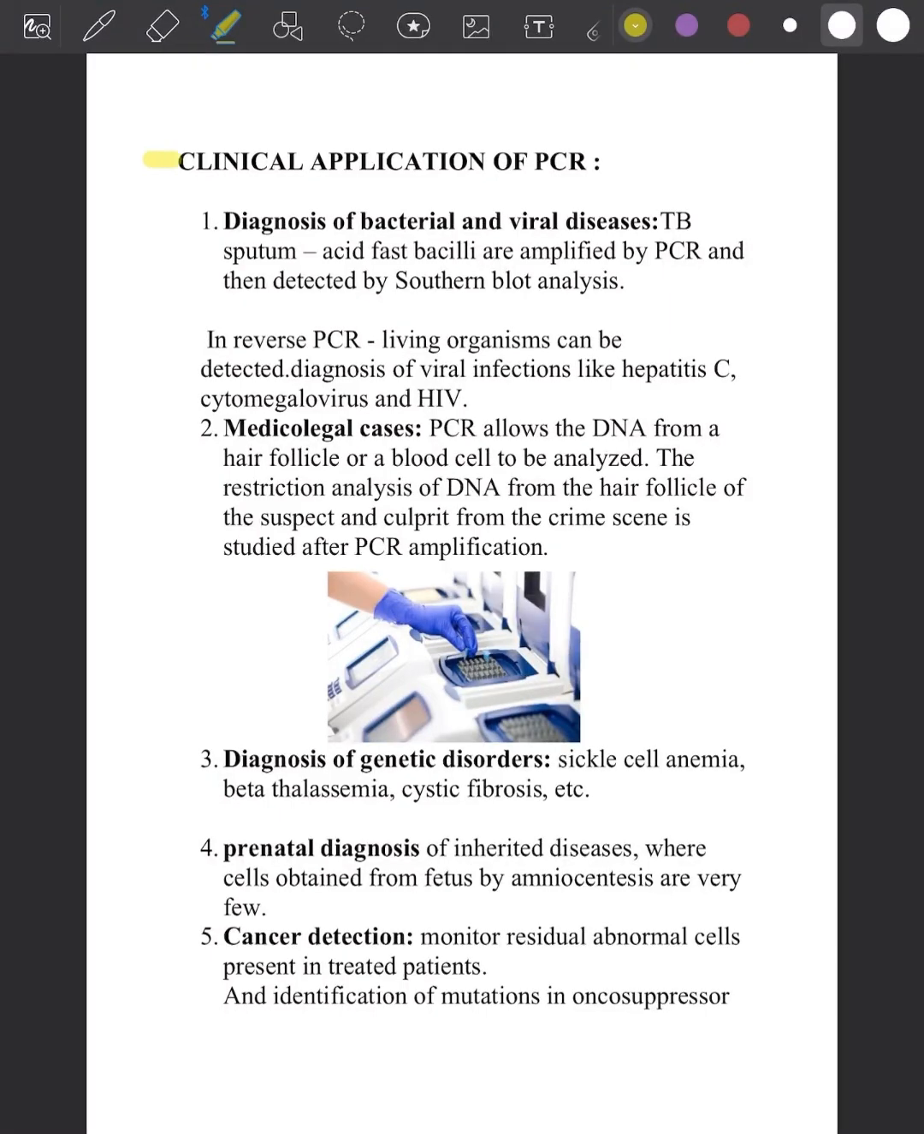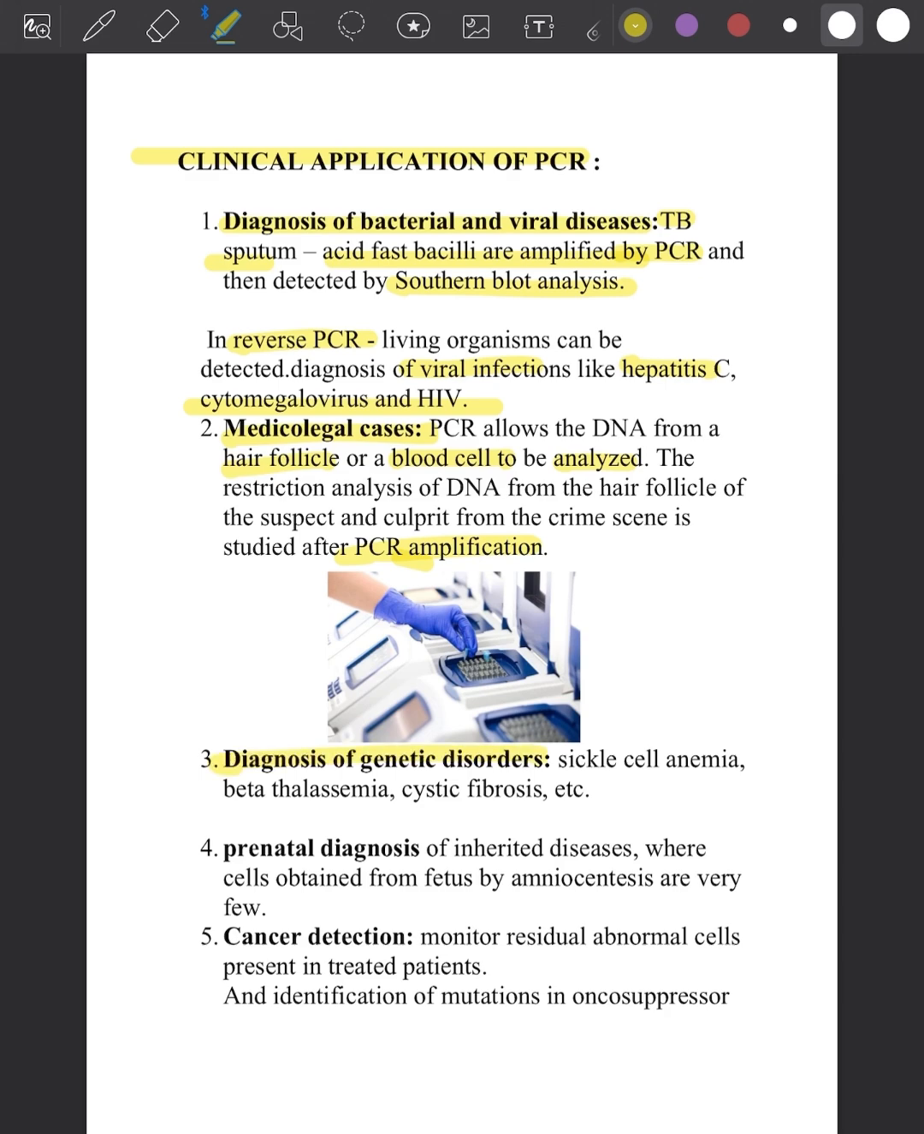Next, the clinical applications of PCR include diagnosis of bacterial and viral diseases. In TB sputum, acid-fast bacilli are amplified by PCR and then detected by Southern blot analysis. In reverse transcriptase PCR, viral infections such as hepatitis C, cytomegalovirus and HIV can be detected after amplification by PCR. In medico-legal cases, hair follicles or blood cells can be taken from the crime site for analysis. First, the amplification can be done, which helps in the detection.